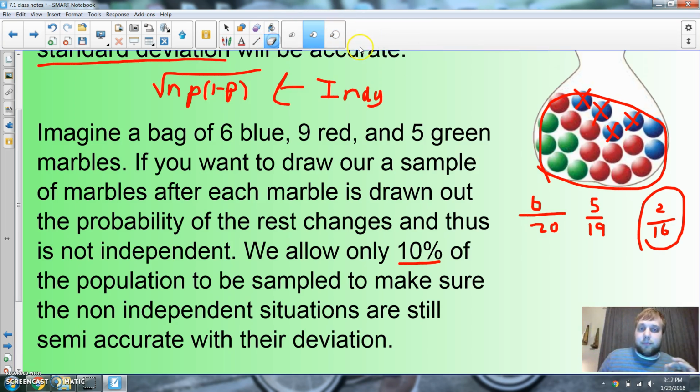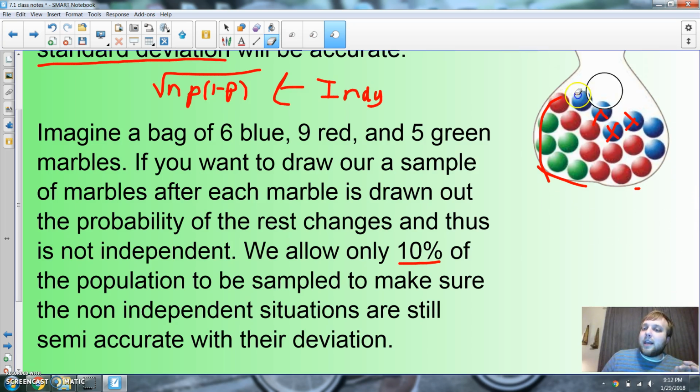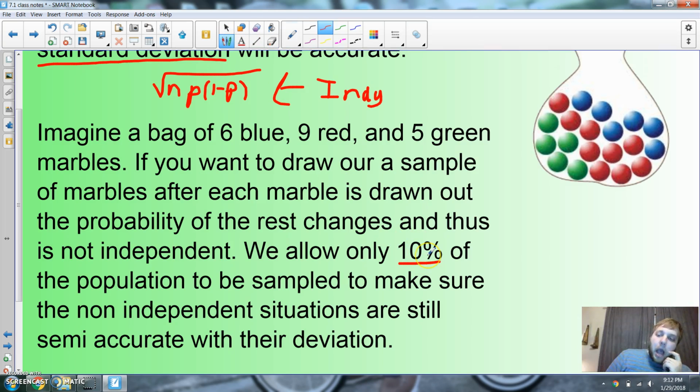Now, just to help you illustrate this, because some people have a hard time, let's say I have a bag of 20 marbles. How many marbles should I sample out of the bag? 2, right? 10% of 20 is 2. And by the way, it should be 10% or less. You don't want to get more than 10%, because otherwise those probabilities change too much. So, I could sample 2.